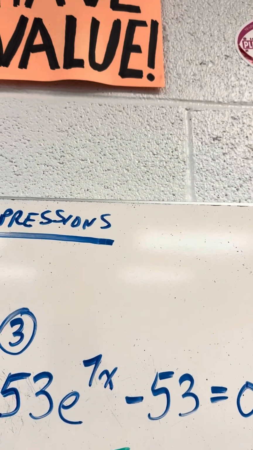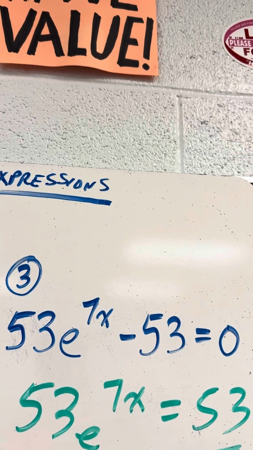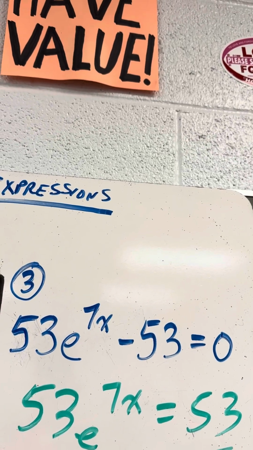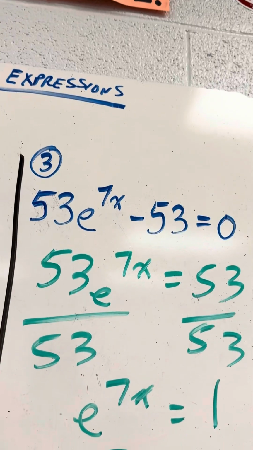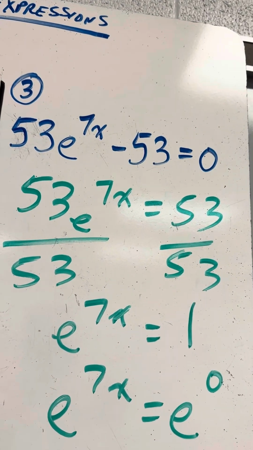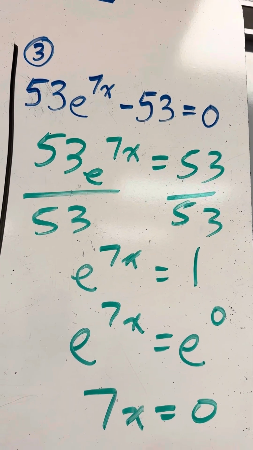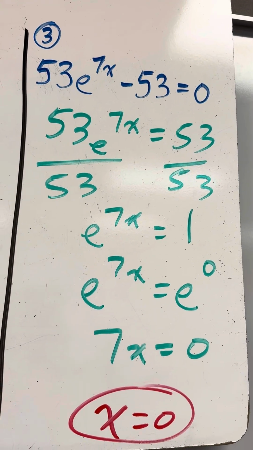53e to the 7x minus 53 equals 0. Okay, 53e to the 7x equals 53. Divide by 53. e to the 7x equals 1. Oh, e to the 7x equals e to the 0. 7x equals 0. x equals 0.